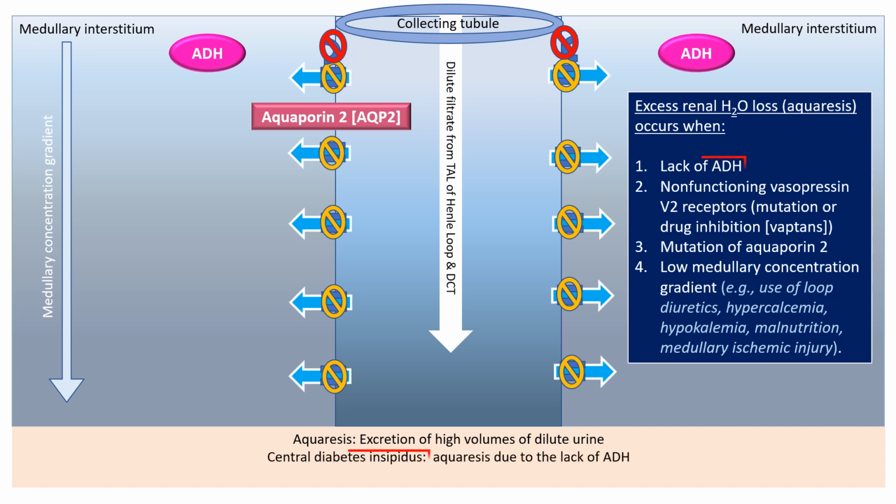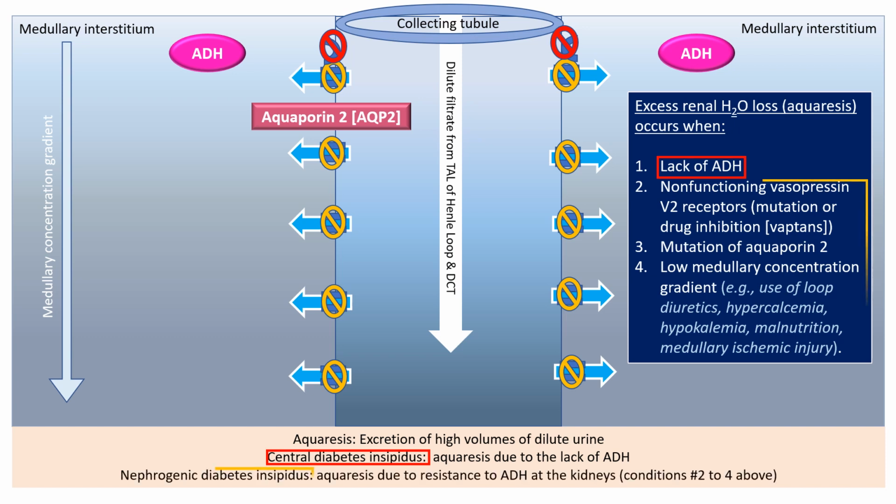Central diabetes insipidus refers to aquaresis due to the lack of ADH. Nephrogenic diabetes insipidus refers to aquaresis due to the resistance of ADH at the kidneys. Any of reasons number 2 to 4 can give rise to nephrogenic diabetes insipidus.